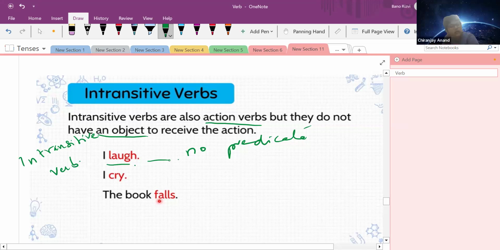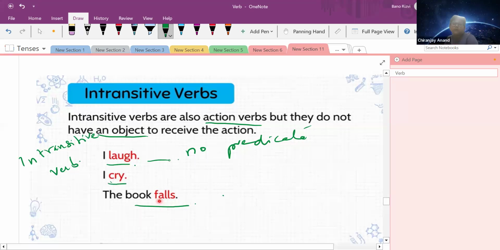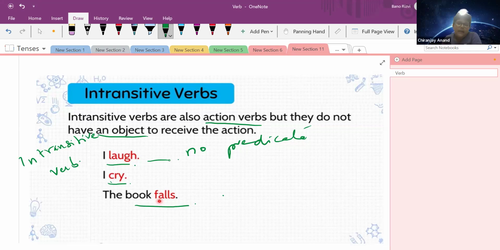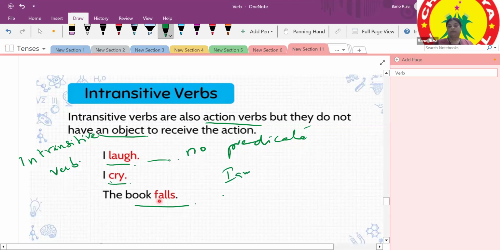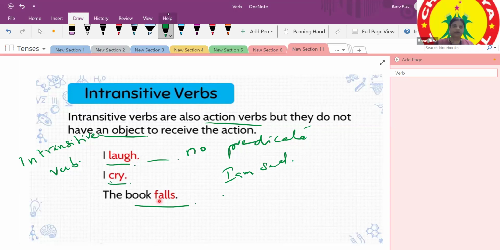The book falls. The book falls where? On the floor, on the table, from the bag. You don't know. So, I cry. These are all intransitive verbs. Can you give me an example of a transitive verb or intransitive verb? Ma'am, I am sad.